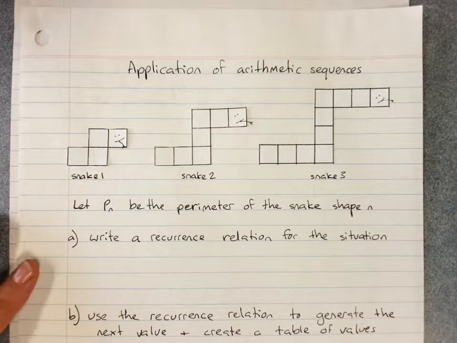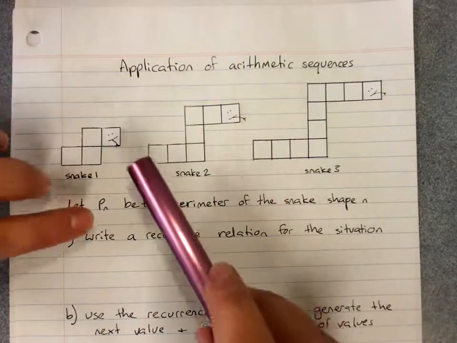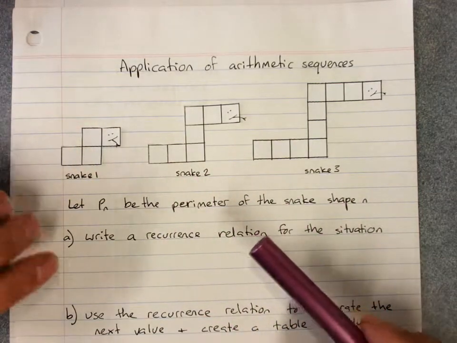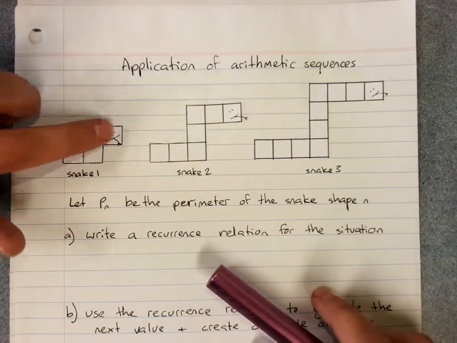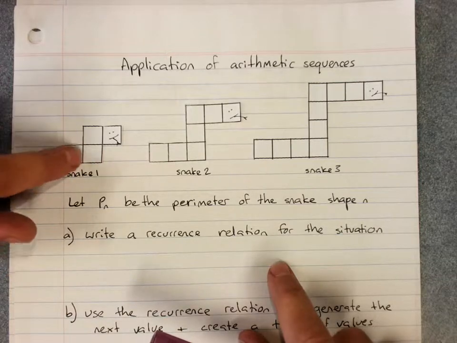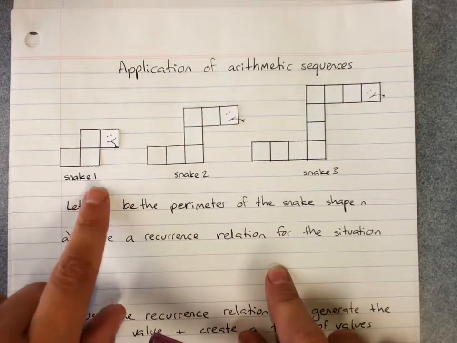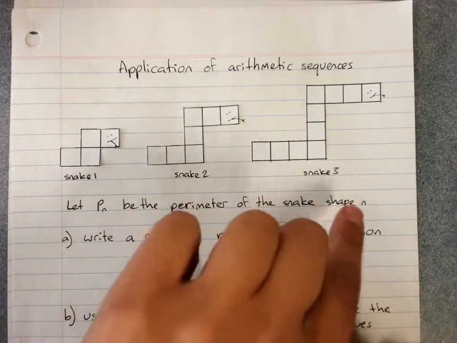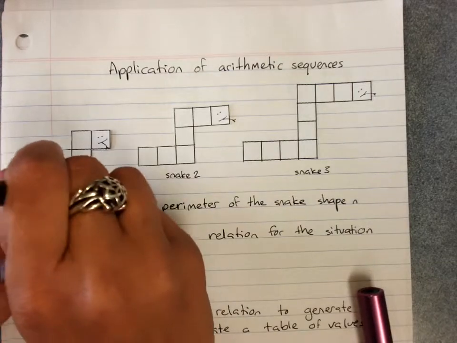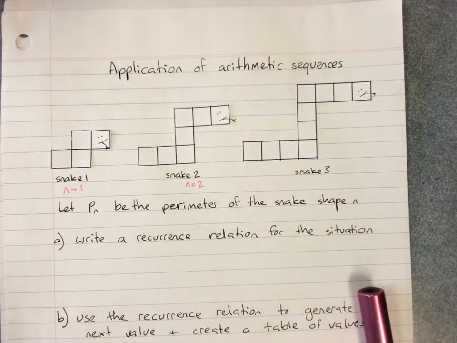Application of arithmetic sequences. We often get shape questions or toothpick type shape questions with number patterns. Sometimes it's counting toothpicks or blocks in this case. In this question, it's actually not looking at the number of blocks, but the relationship between the snake number that we're up to, which is of course our n, and the perimeter of the snake shape.